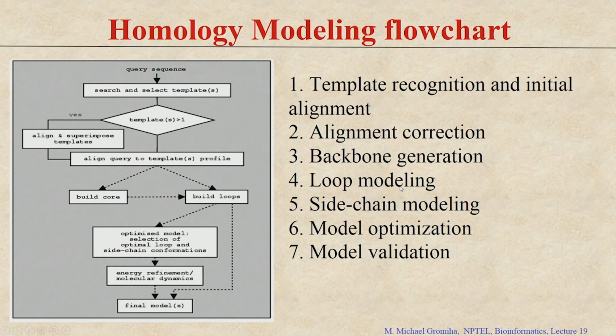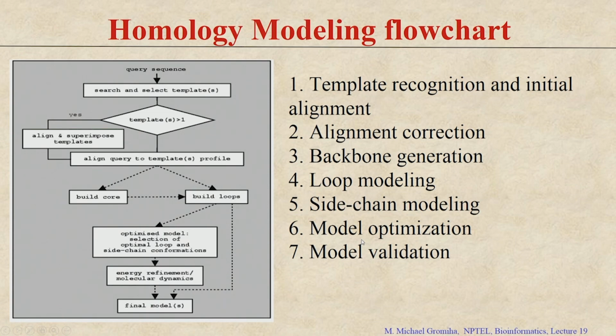Then you do the loop modeling, because there are several loops that you have to model, and then you do the side chain modeling. The side chains can take several conformations, so you can use the available conformations to model the side chain. Once the model is built, then you need to optimize. You check whether the model is energetically favorable, and you can optimize the model. Finally, if you are happy with the model, then you validate whether this model is valid based on the energy, the bond length, bond angle, torsion angle and so on.